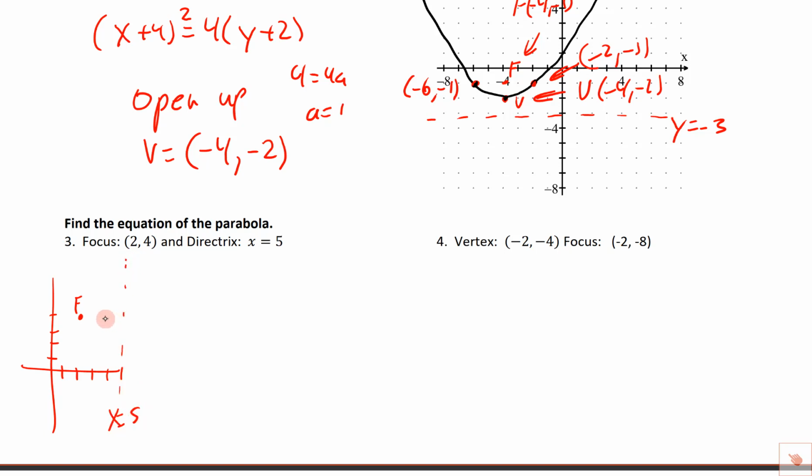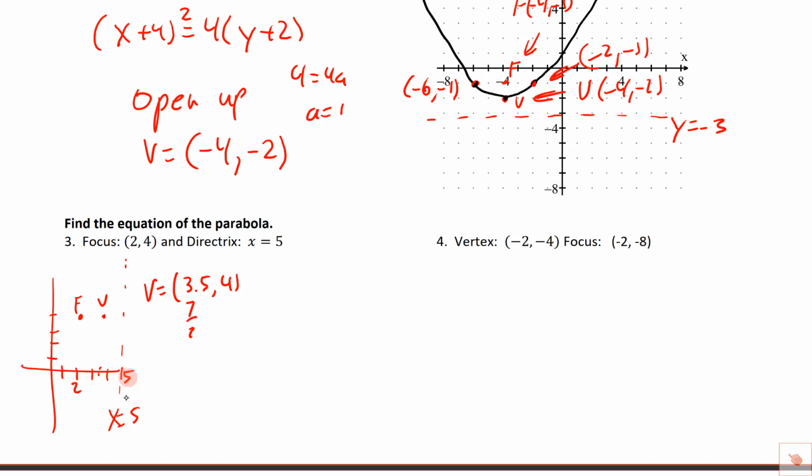So that means the vertex would have to be right in between here. So if this is 5 and this is 2, that means the vertex is right here, and the vertex would have to be right in between 2 and 5. So that's going to be about 3.5. All right, so the vertex is at 3.5. Totally okay to do a decimal there if you would like. If you want to write that as, let's see, what would that be? 7/2. 7/2, and then we're up 1, 2, 3, 4. Okay, so 3.5, 4 for the vertex.